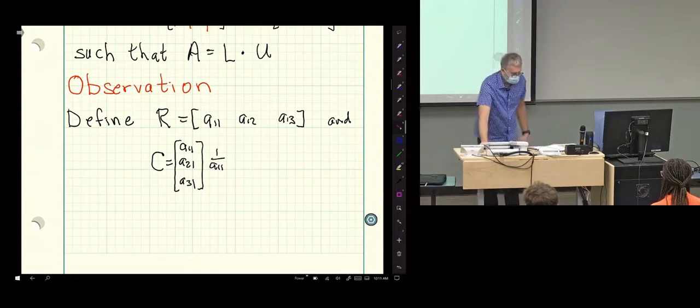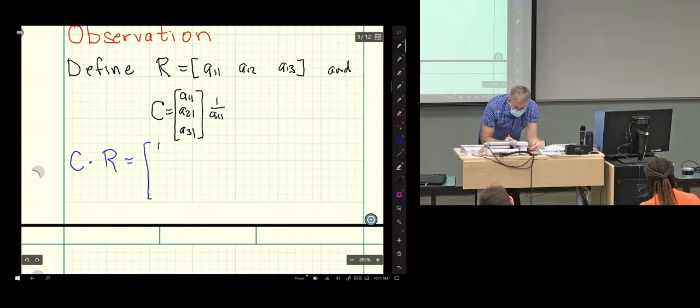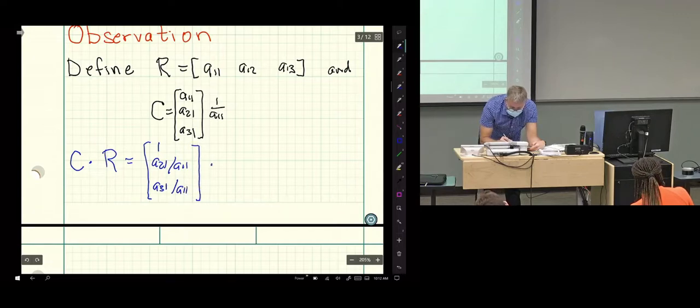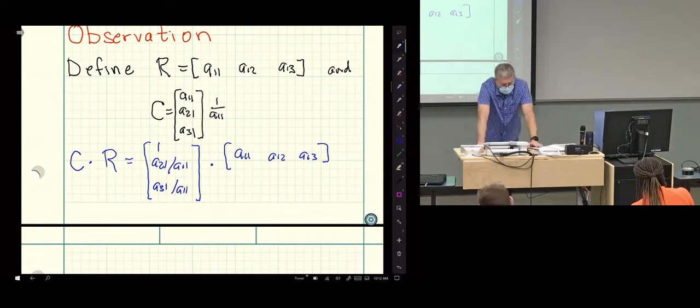Okay, so there's our row matrix and our column matrix. Now I want to form the product. Column times row. Okay, so let me write the column as 1, A21 divided by A11, and A31 divided by A11, and then put the row here. I'm just copying. And I seem to be better at copying my indices correctly in rows than I am in columns today. I'm in row mode.